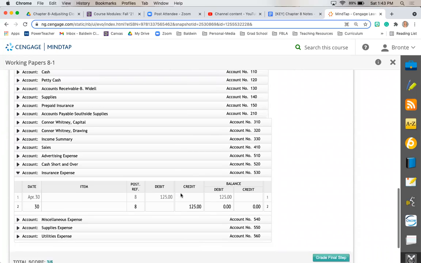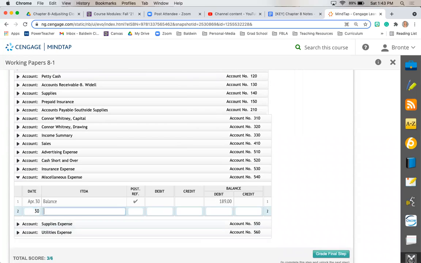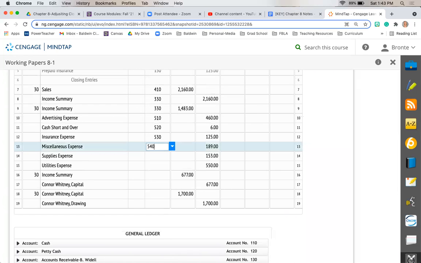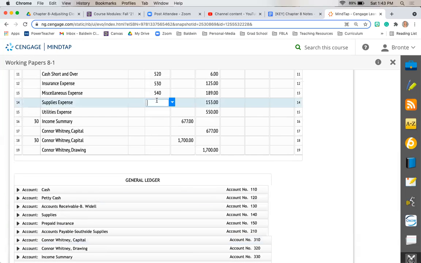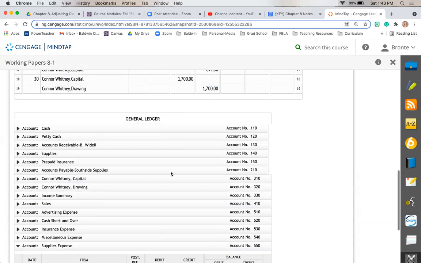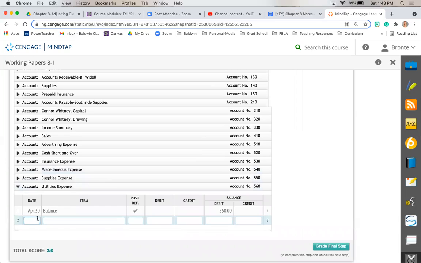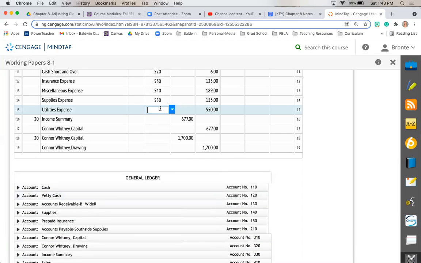530. Miscellaneous expense, 30th, page 8. Credit of 189. Zero that account out. 540. Supplies expense, April 30th, page 8. Credit of 153. Zero that account out. 550. Utilities expense, last one, 30th, page 8. Credit of 550, and it's going to zero those out and plug in my account number.